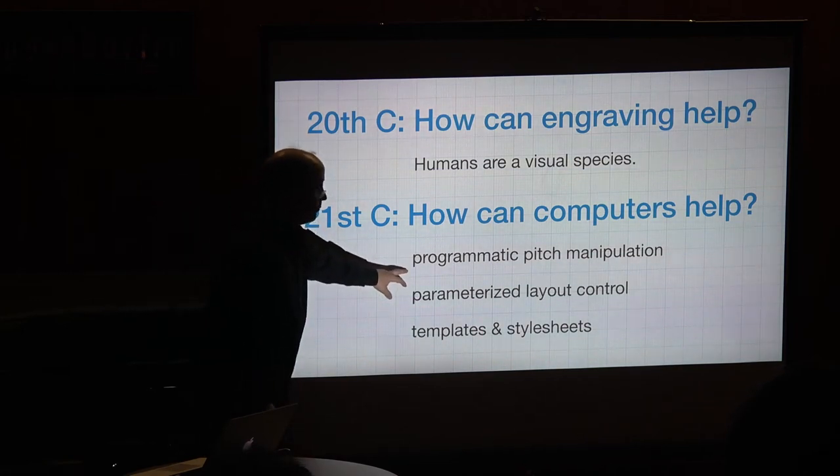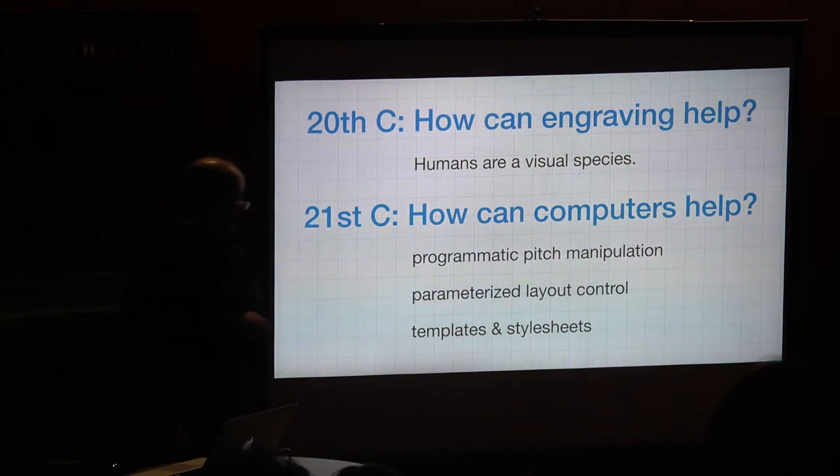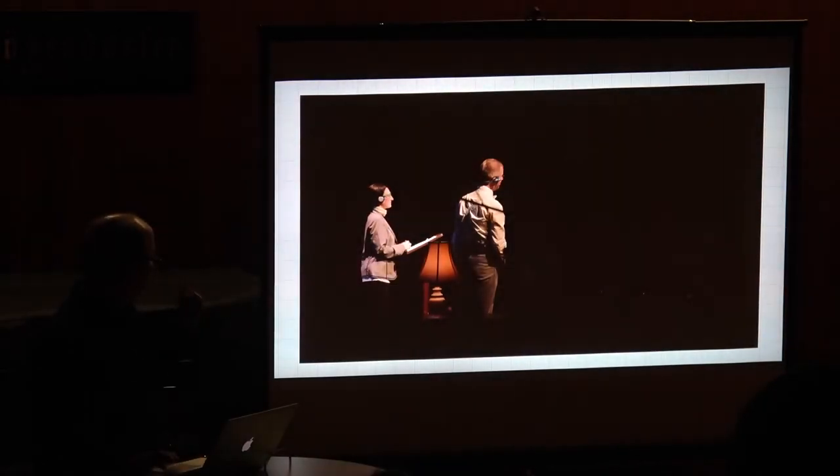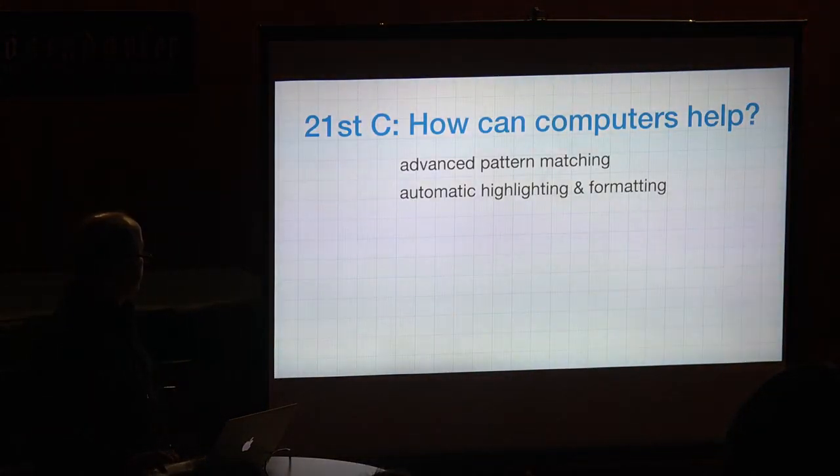Through programmatic pitch manipulation, through parameterized layout control, like I did with the grid, templates and style sheets that will give us hints as to the contents of the piece that we're analyzing. These are all really powerful and interesting tools that we should be taking advantage of as engravers. I'm going to come back to that in a moment.